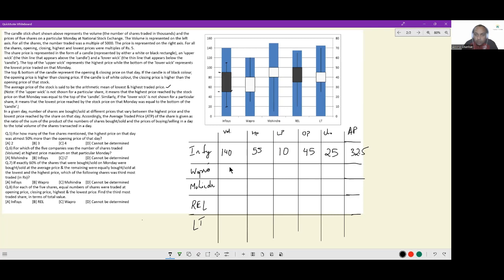Let us go ahead and do it for Wipro. We have 120 as volume. Highest price is 60. Lowest price is 25. Opening price has to be higher, so it will be 50. And closing price is 80. 60 plus 25 is 85. 85 divided by 2 is 42.5. The average price is 42.5.